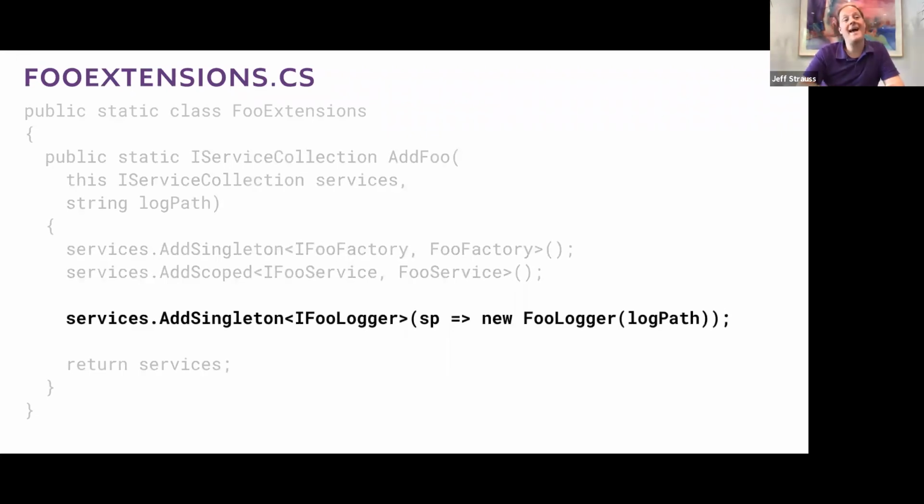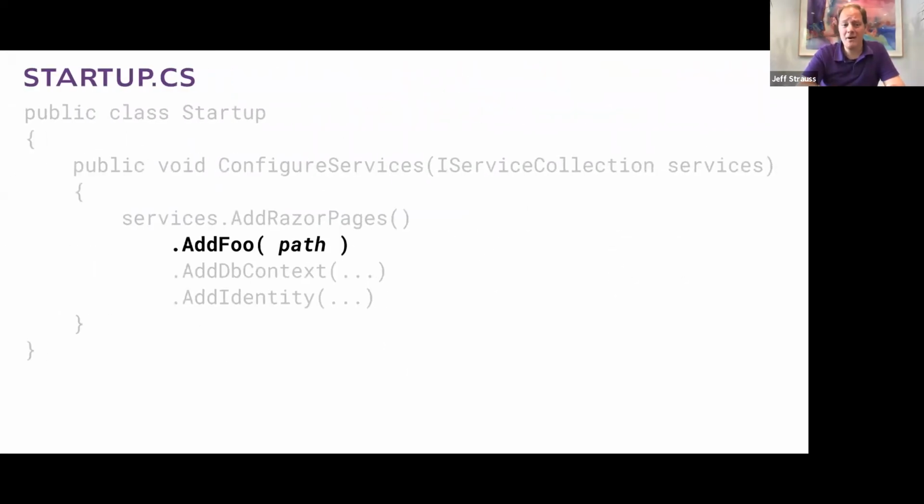So much like AddMvc does a whole bunch of stuff to set up controllers or Razor pages and views and all the things we want behind the scenes for us, I can do all that same stuff here. When I'm done, back in Startup, all I have to do is call AddFoo. And it's going to do the same thing that something like AddDbContext might do. And I can chain it right where I want it in my Startup.